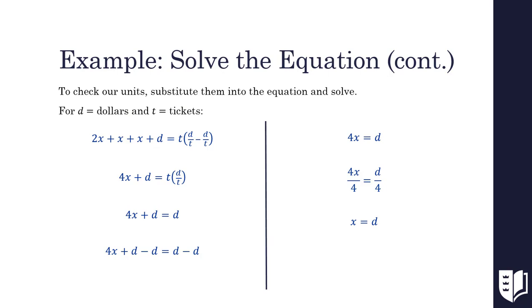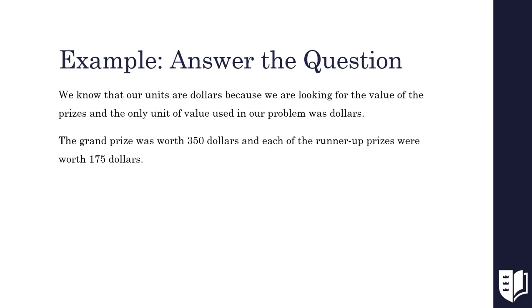We can also put our units in the equation and work on them simultaneously with our numbers. Based on what we were asked to find, we know that the grand prize was worth $350 and each runner-up prize was worth $175. Now we have the information we were asked for, we have completed the word problem.